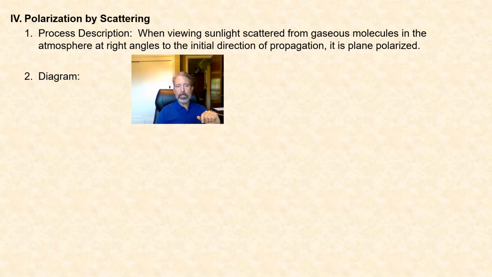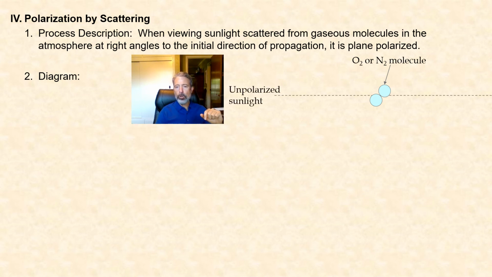So let's take a look at what this means in the form of a diagram here. This is just one example of an oxygen or nitrogen molecule in the atmosphere. If we have unpolarized sunlight, and we will arbitrarily choose this as our initial propagation direction, here is our unpolarized beam of light. Notice we'll use this representation where we have, let's say, a horizontal and a vertical component.